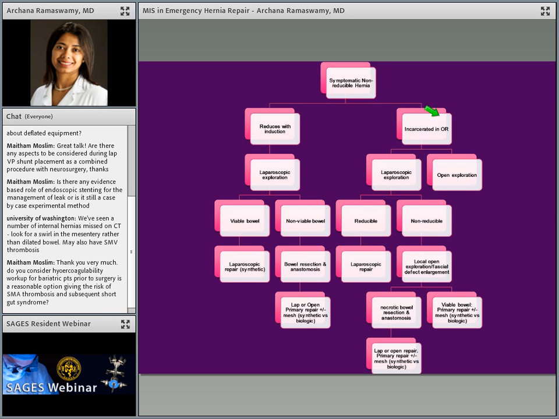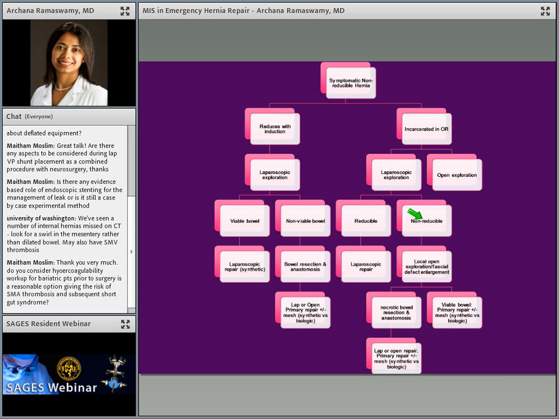So let's say it does not reduce on induction. You've got incarcerated, you go into the OR. Definitely go with an open exploration. There's absolutely nothing wrong with that. You can go ahead with a laparoscopic exploration. And then in the OR, if you can reduce this, then you can go back over to this side and follow down that pathway.